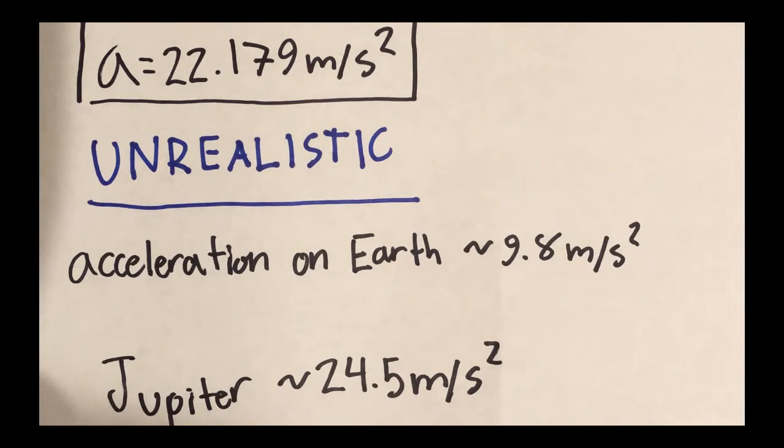This is unrealistic because the acceleration on Earth is roughly 9.8 meters per second squared. This is closer to the acceleration due to gravity on Jupiter, which is 24.5 meters per second squared.